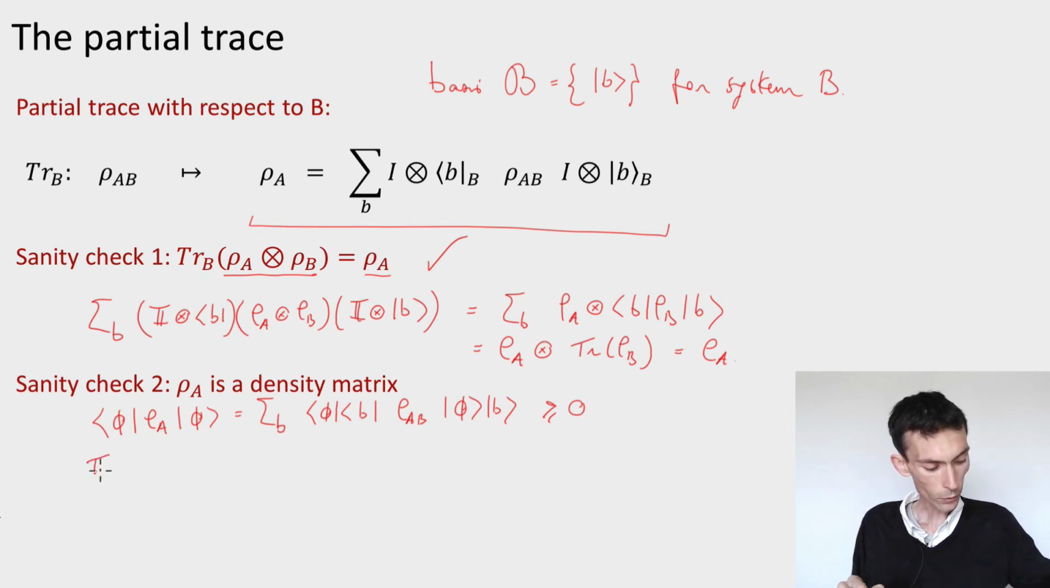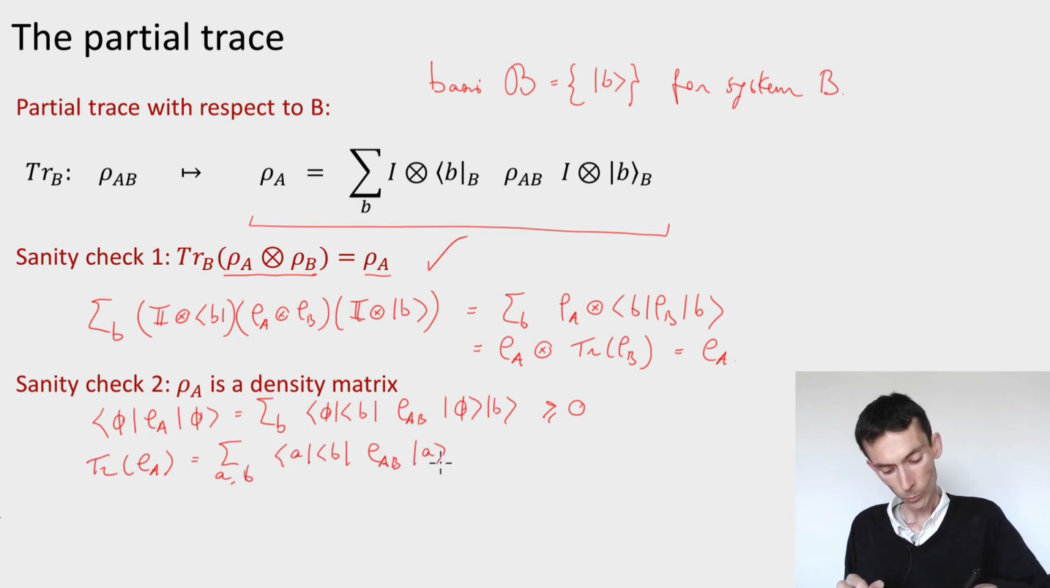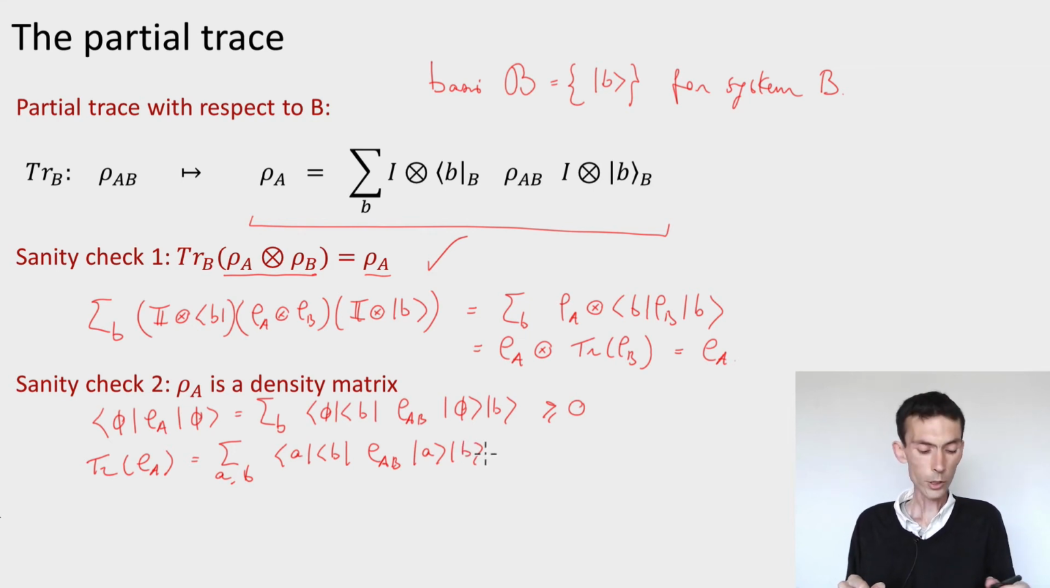So let's compute the trace of Rho A. For this we can choose any basis of the A system and sum over that basis. So now we have a basis for A, a basis for B, and we compute the overlaps. We have a basis A for the system A, a basis B for the system B, and I consider all possible tensor products, A tensor B. This is a basis for the joint system A and B.